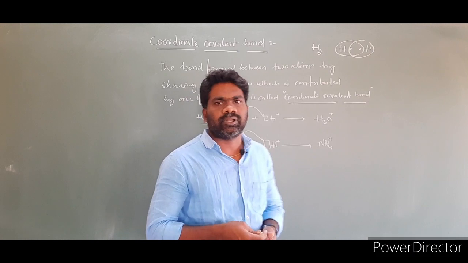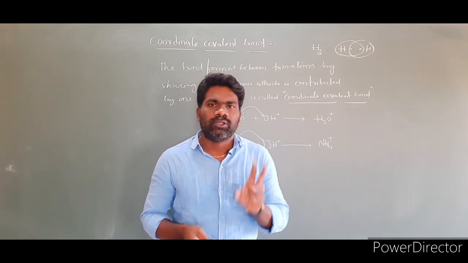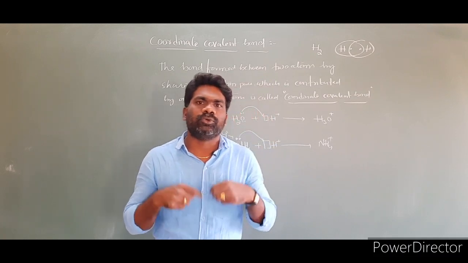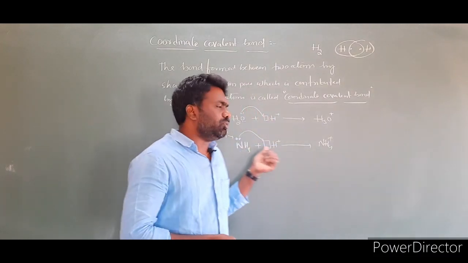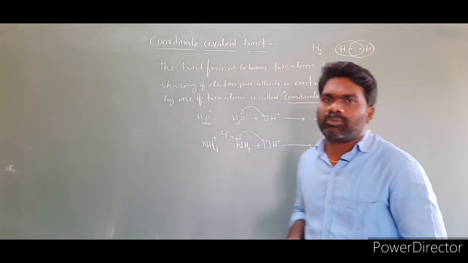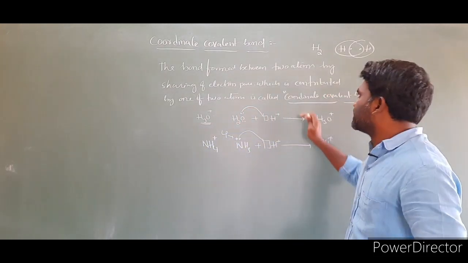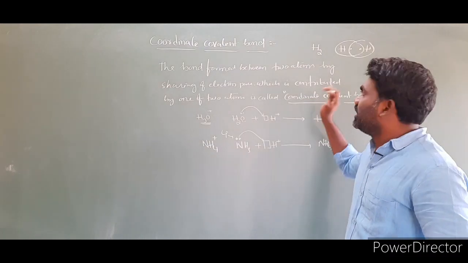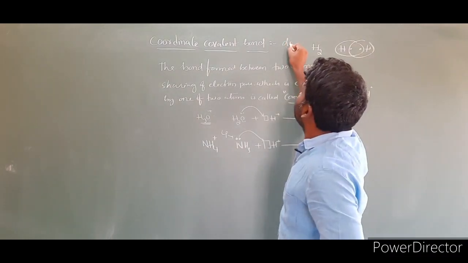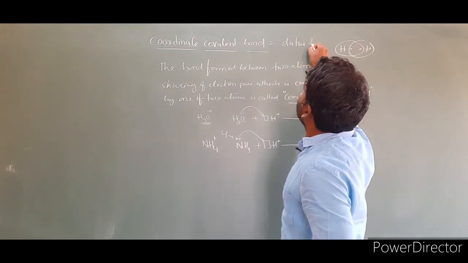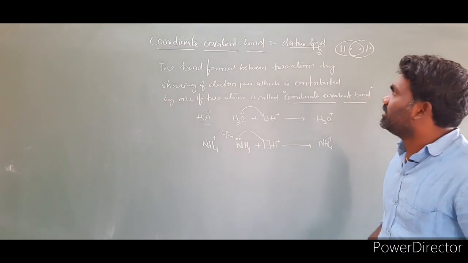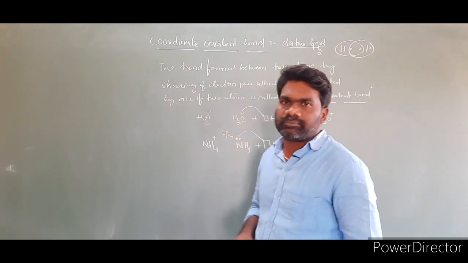So what is the difference? You have identified coordinate covalent bond and covalent bond. In covalent bond, both atoms are contributing electrons and both are sharing. But here there is only one contributor, both will share. Such type of covalent bond is called as coordinate covalent bond. And coordinate covalent bond is also called as a dative bond. So this is a coordinate covalent bond.